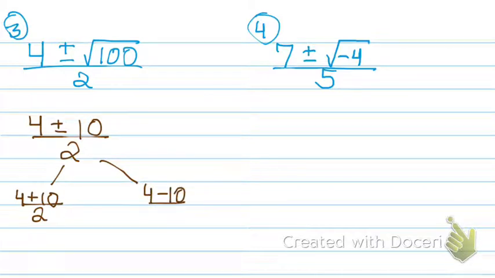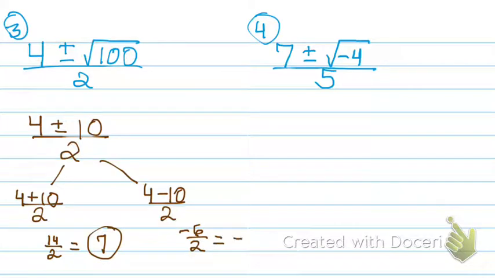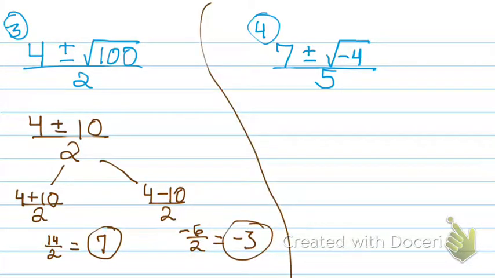10 over 2. Well, we know 4 plus 10 is 14, and 14 divided by 2 equals 7, so that's my first solution. We also know 4 minus 10 gives me -6, and that divided by 2 equals -3. So that'll be my second solution. All right, let's look at this last example.